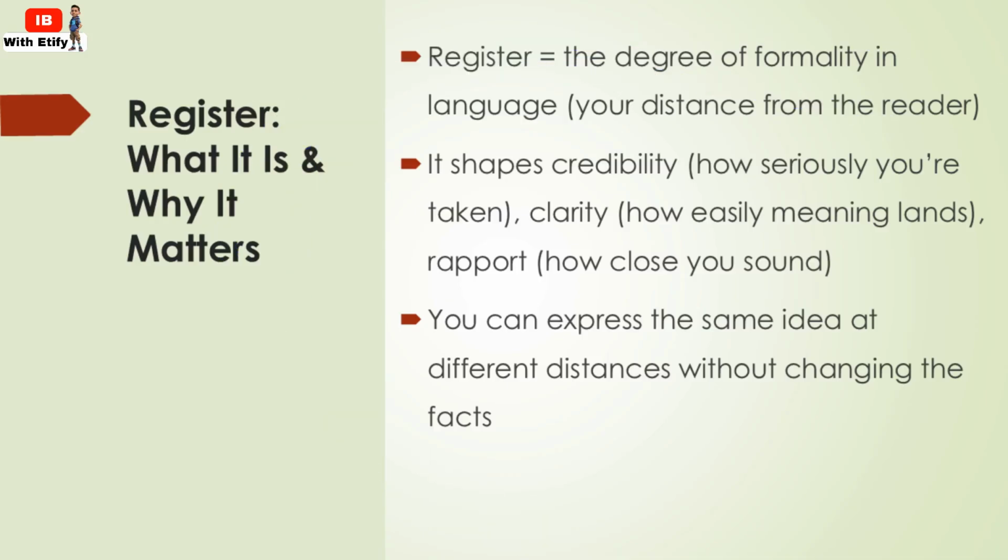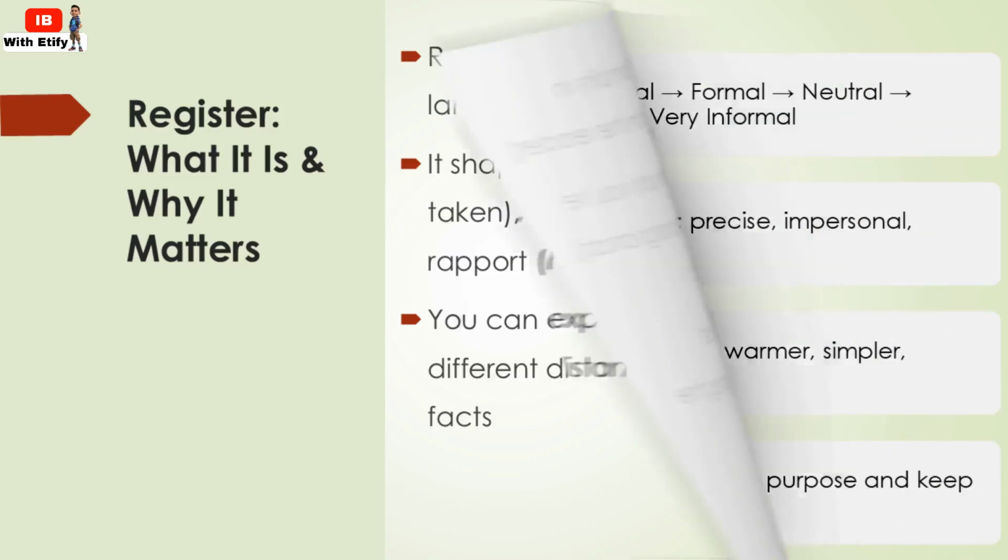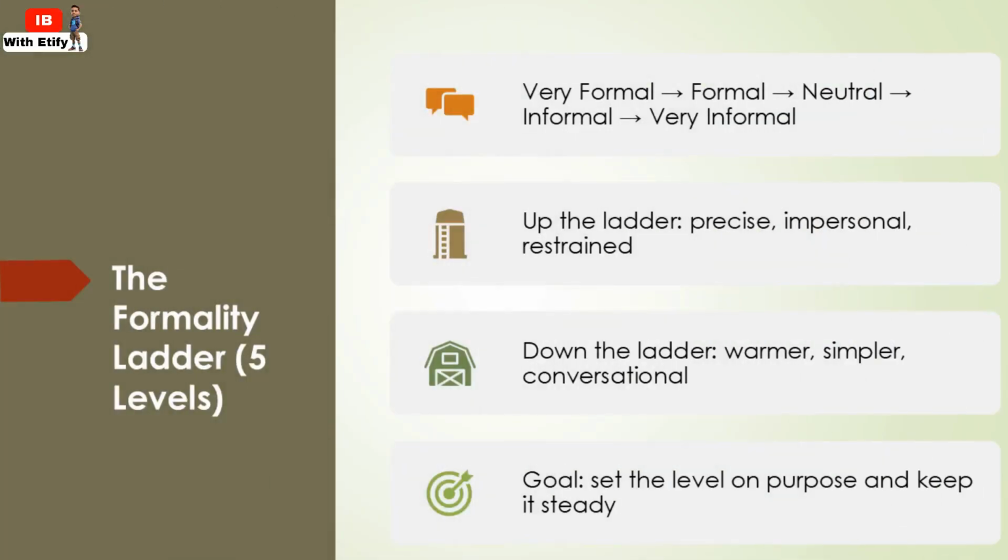In IB Language B you write in specific text types drawn from the examination list, so you need to tune your register to match the type and audience named in the task. Paper 1 explicitly has you choose a text type from those listed in the instructions, with different audiences, contexts, and purposes in play. Let's start at the top of the ladder with very formal register.